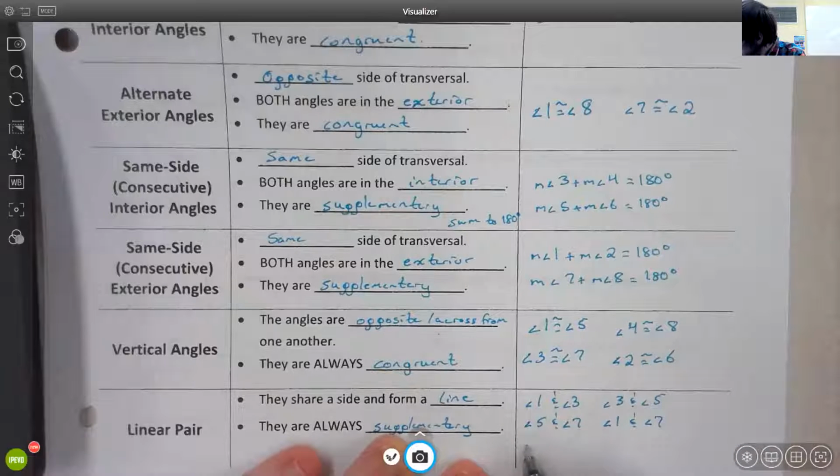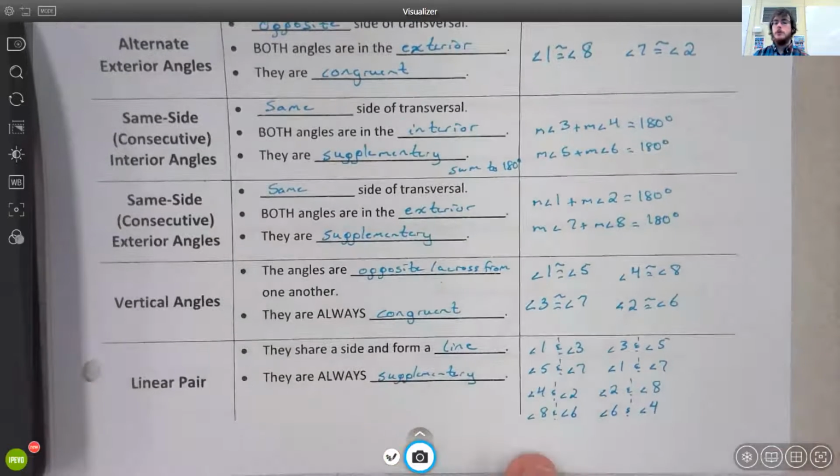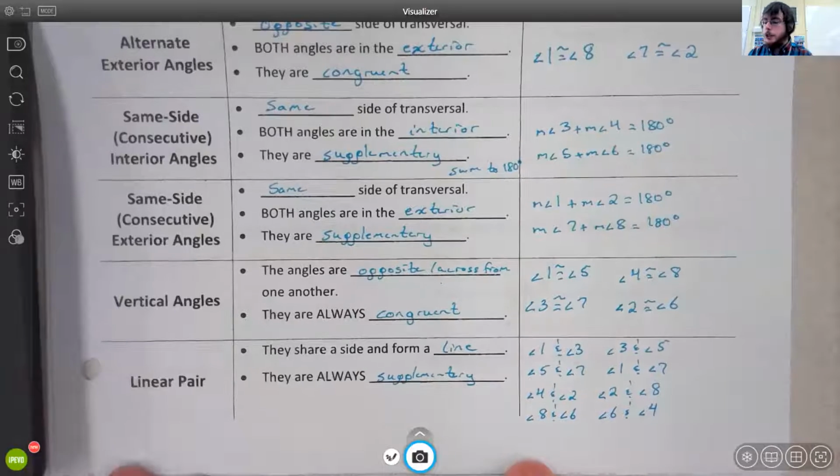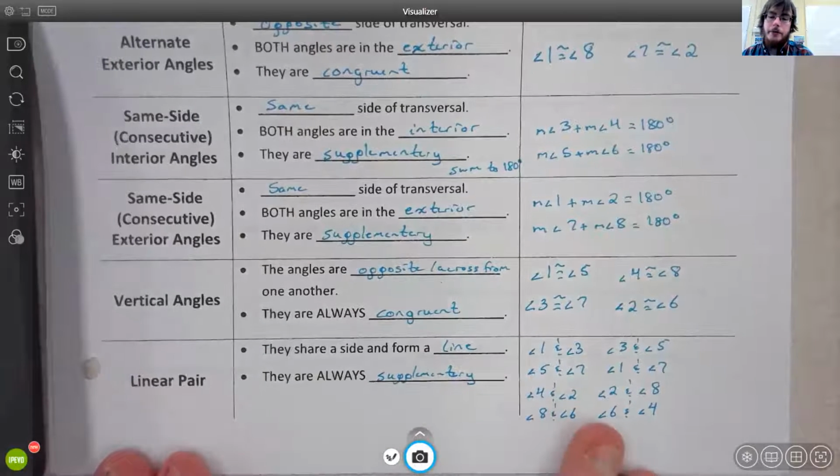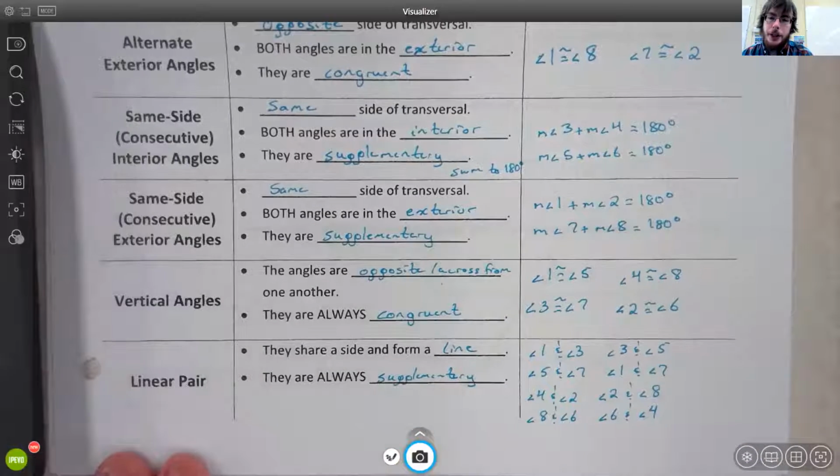Then on the other intersection, we have angle 4 and angle 2. Angle 2 and angle 8. Angle 8 and angle 6. And finally, angle 6 and angle 4. Okay, so those are our linear pairs. Remember, they are supplementary. I just didn't want to have to write it out like I did here with these.